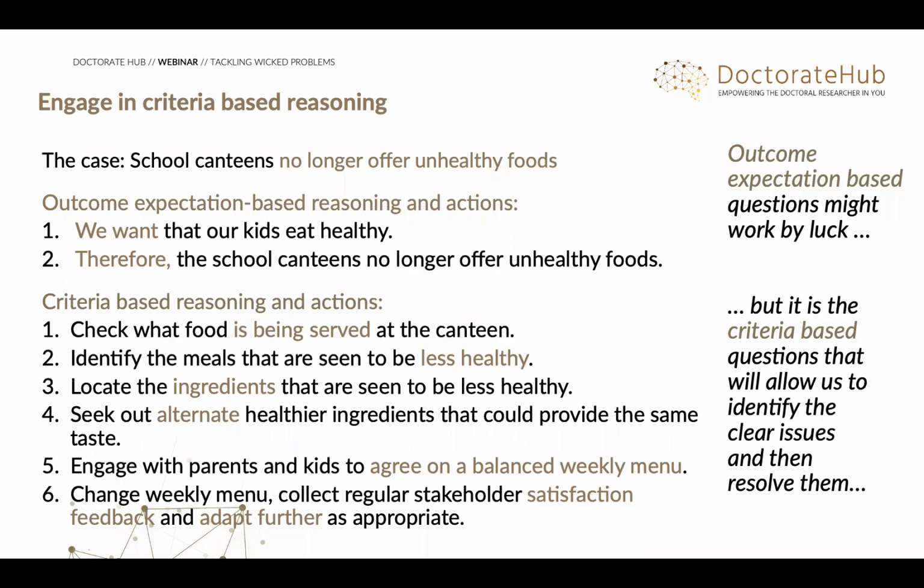We would have checked what food is being served at the canteen. We would have identified the meals that are seen to be less healthy. We would have located the ingredients that are seen to be less healthy. We would have sought out alternative, healthier ingredients that could provide the same taste. We would then have engaged with parents and kids to agree on a balanced weekly menu and change the weekly menu, collect regular stakeholder satisfaction feedback and adapt further as appropriate. And we would not have done steps 1 to 6 alone, but with the involvement of each of the stakeholders in each of the steps. So these are very different ways of working and reasoning.